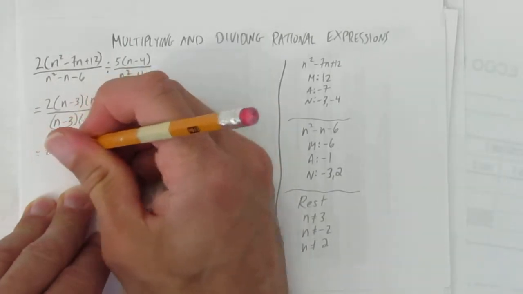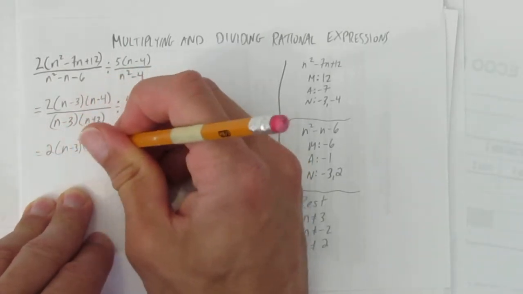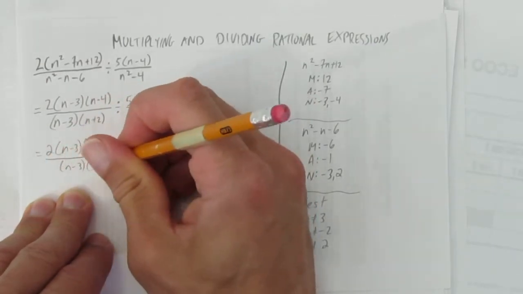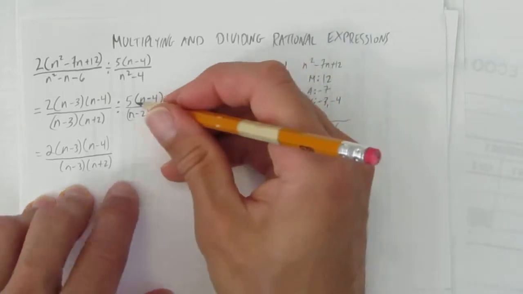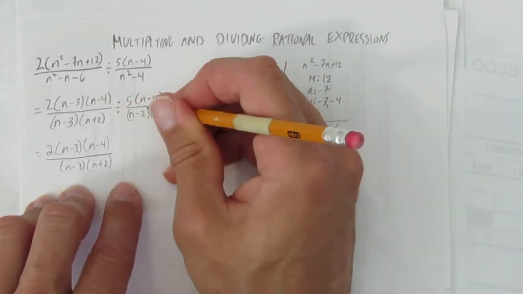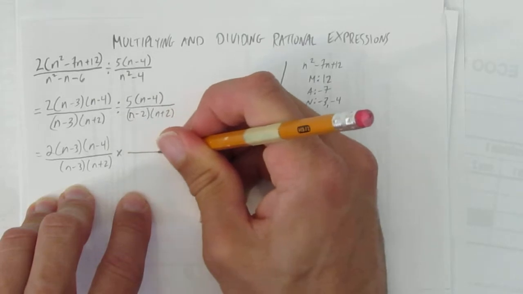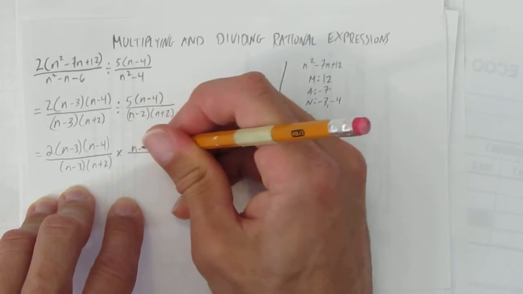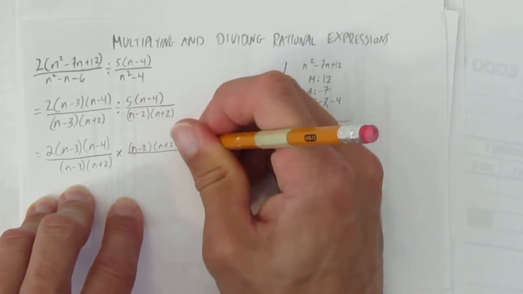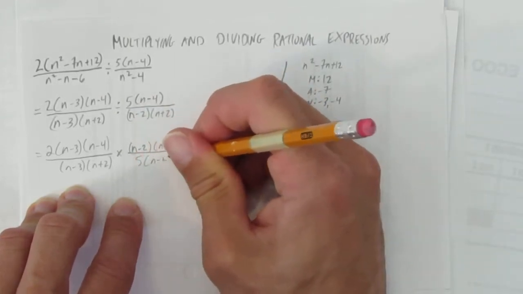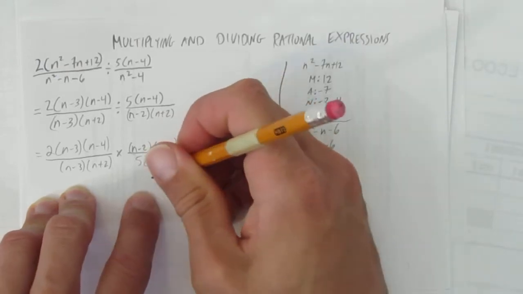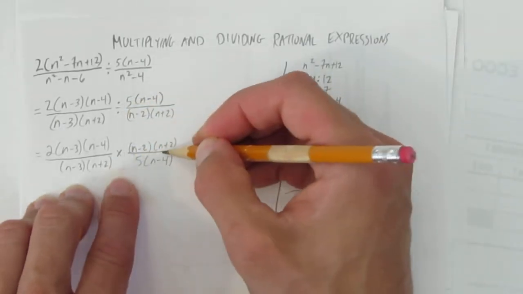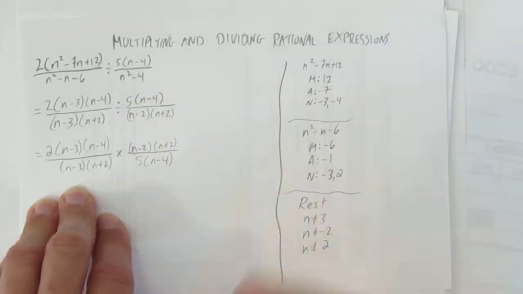Next step is I'm going to leave the first fraction alone. Just rewrite it: 2(n minus 3)(n minus 4) over (n minus 3)(n plus 2). And for the second fraction, when you're dividing by a fraction, it's the same as timesing by the fraction flipped. Divide by a fraction is the same as times by the fraction upside down. And that's good because now I've got everything timesing. I can start to simplify. So factor, record restrictions, change the divide to a times by its flip. And now I can start to cancel.